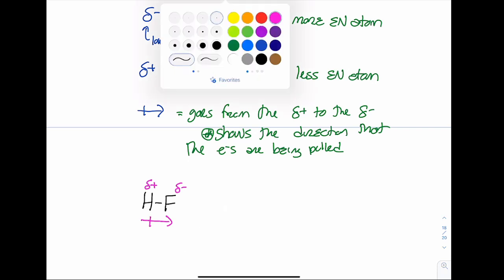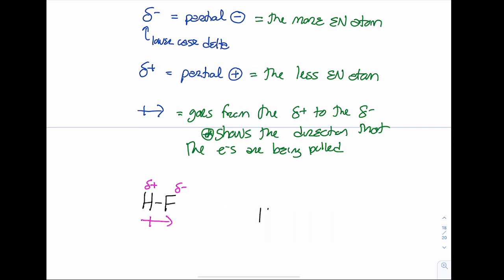And it doesn't matter where you write them. Like I did the partial positive and partial negative on top and then the arrow on the bottom. If you want to do them both on the bottom, that's fine. If I wanted to do this part on the bottom and that part on the top, it doesn't matter as long as it's really obvious when I grade it that there's a partial negative on fluorine, a partial positive on hydrogen, and the arrow is going from hydrogen to fluorine.